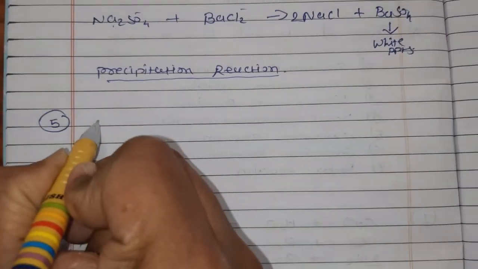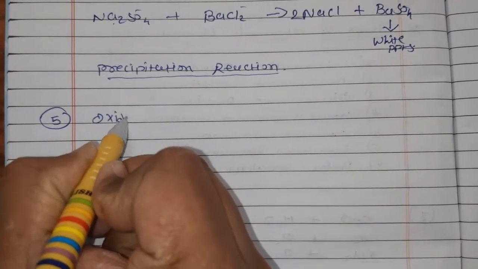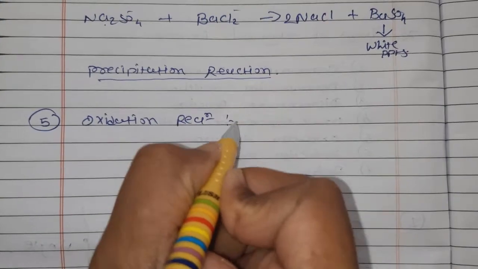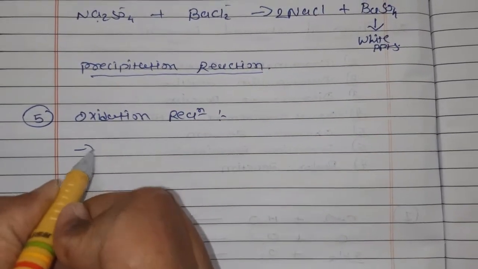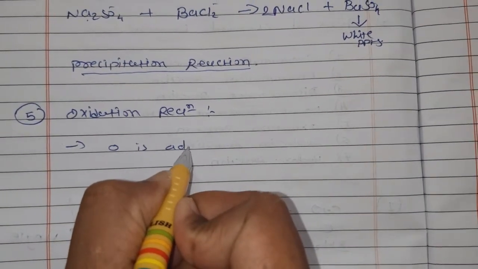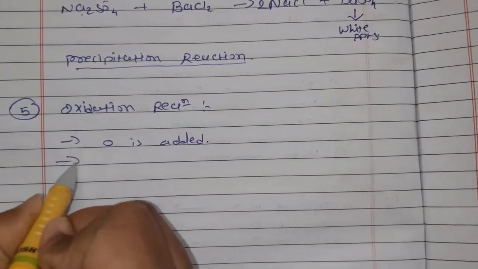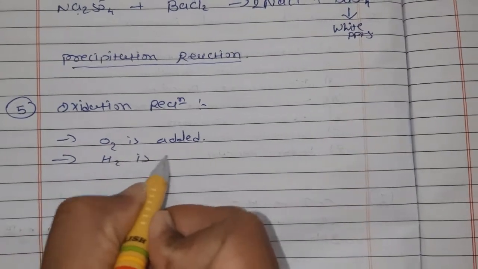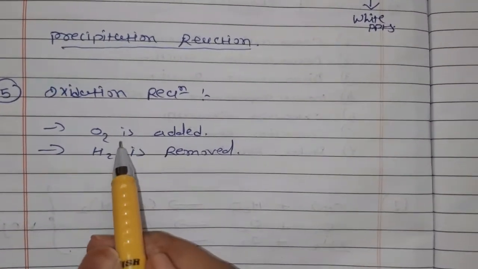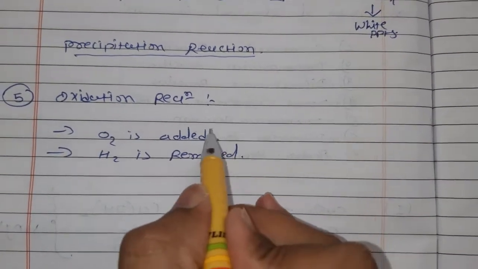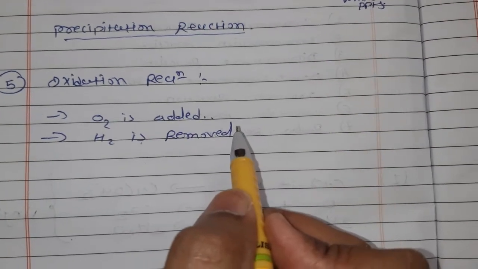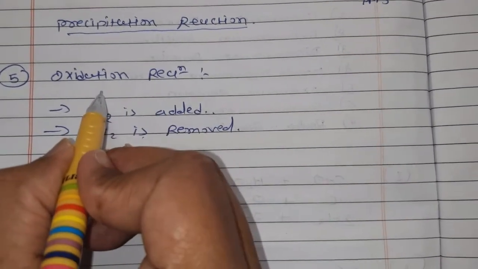The fifth one is oxidation reaction. In an oxidation reaction, oxygen is added and hydrogen is removed. So we can say that the reaction in which oxygen is added and hydrogen is removed from the reaction is known as an oxidation reaction.